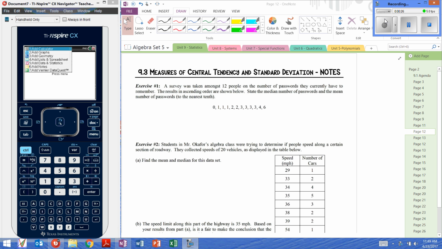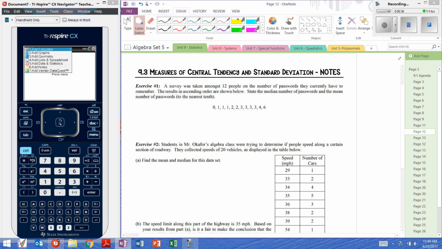So we're taking a survey, or 12 people were surveyed on the number of passwords they currently have to remember, and the results are in ascending order, which I really like that word. Ascending means from lowest to highest. You can also see descending, and that would be from highest to lowest. Right now, it's asking us to state the median number of passwords and also the mean number of passwords to the nearest tenth. Well, when we have this set of data, it's already organized for us.